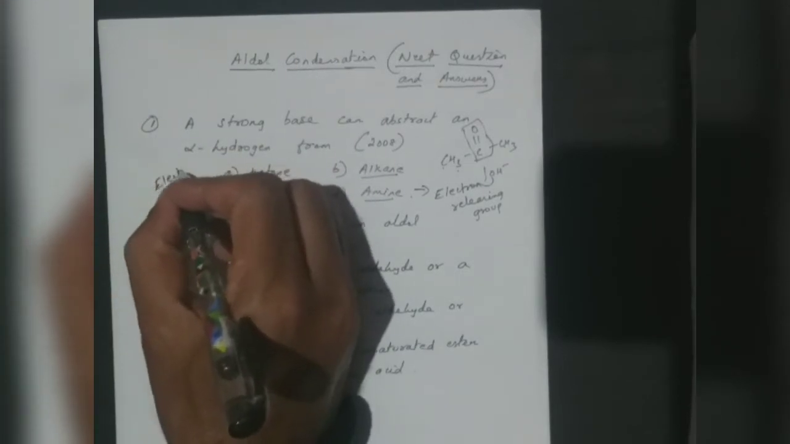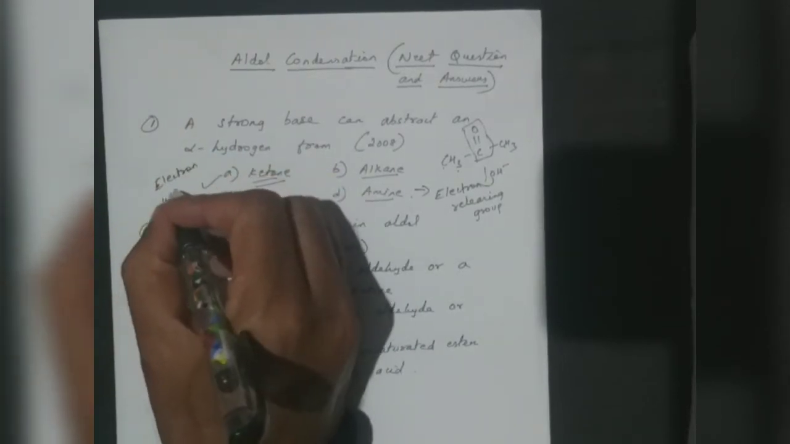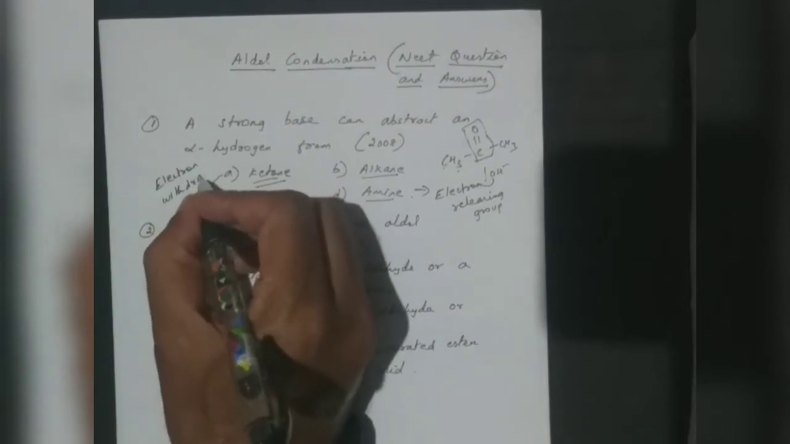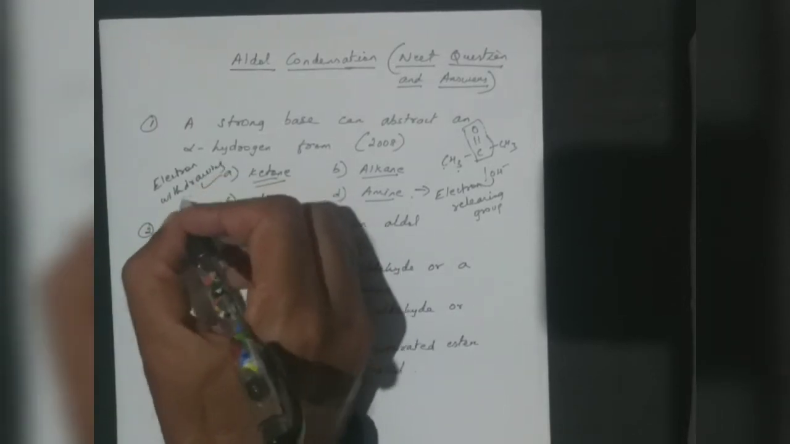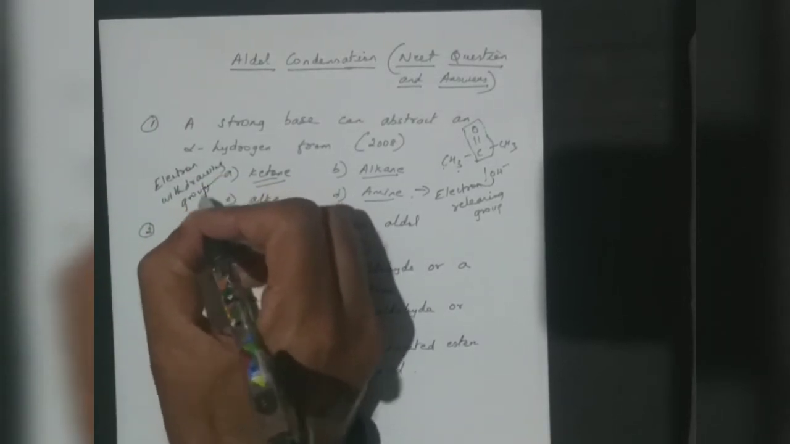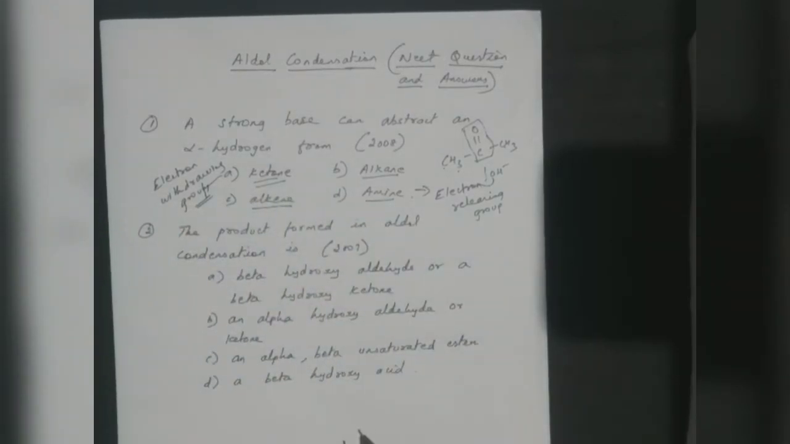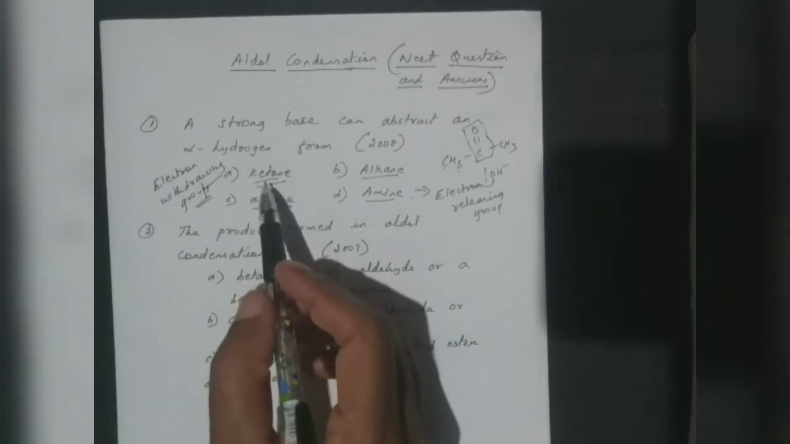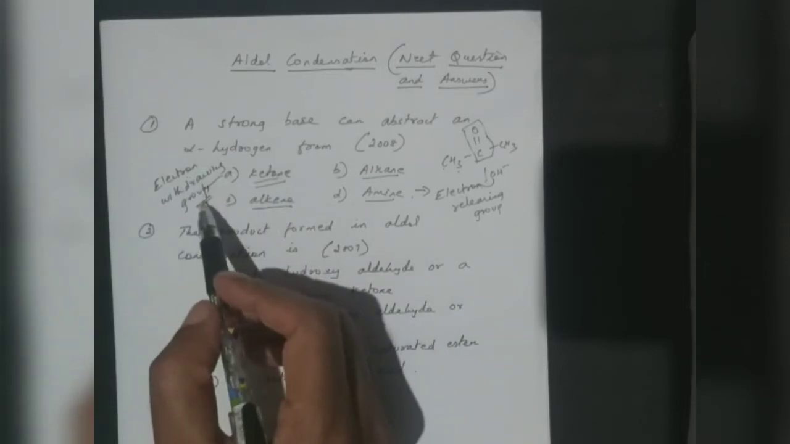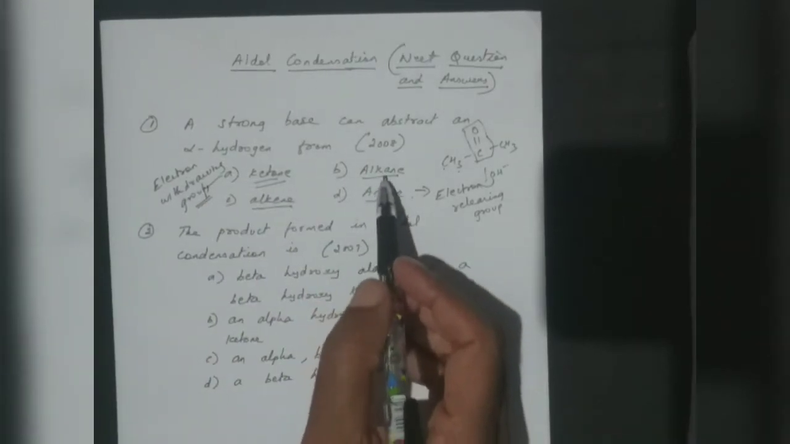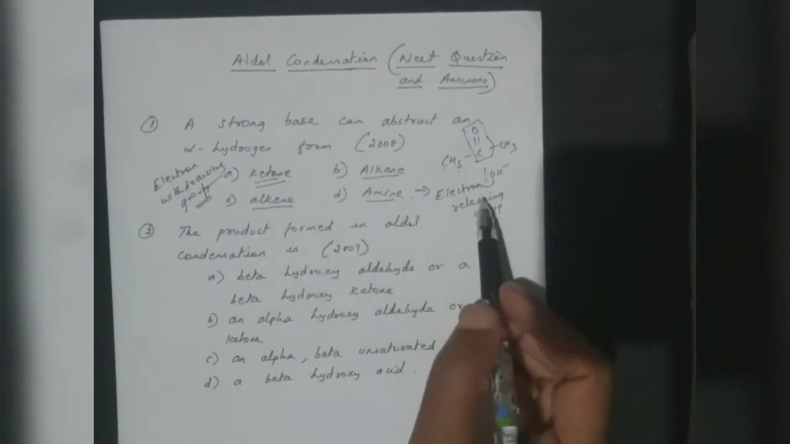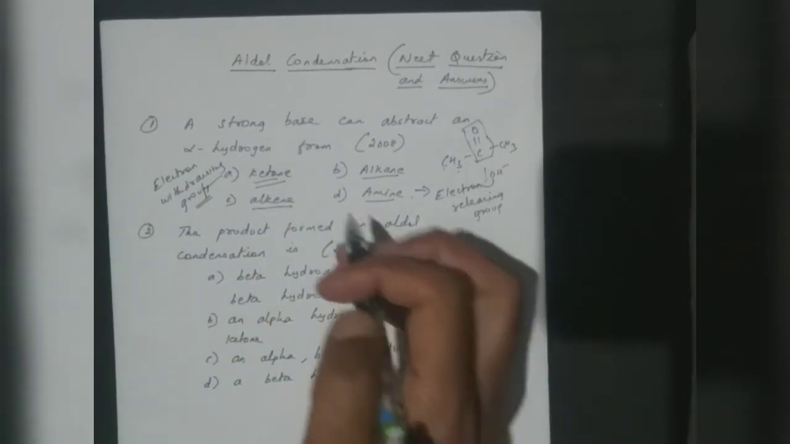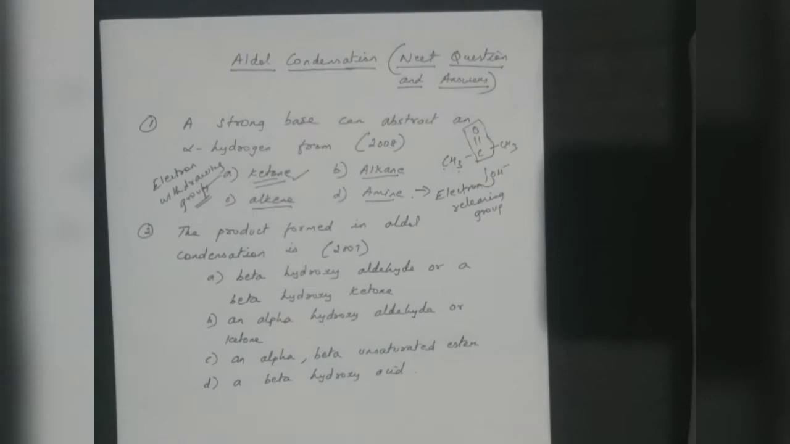And ketones will be like electron withdrawing groups. So if in the reasoning question they ask a question like this, then you can give this answer. So ketones are electron withdrawing groups, but these, the alkane, the amines and the alkenes, will be electron releasing groups. And the option you have to give is ketone.